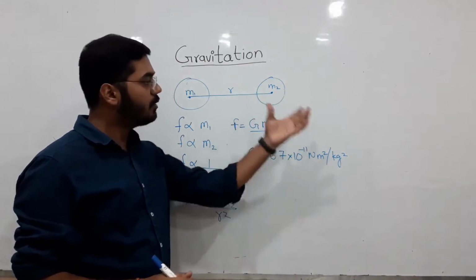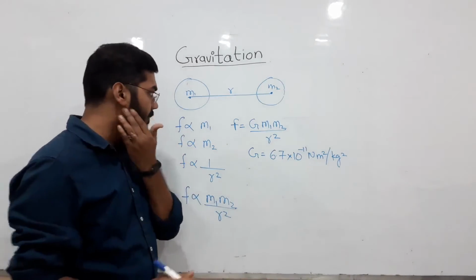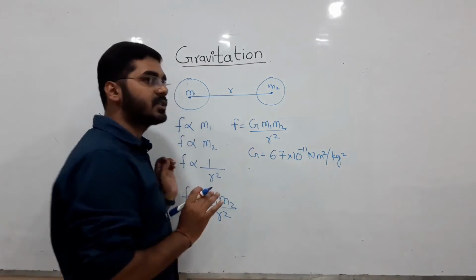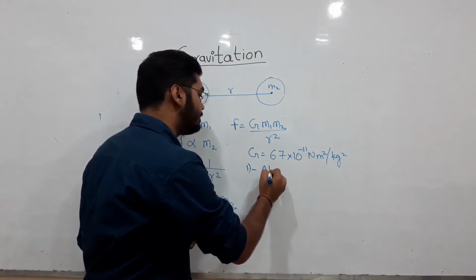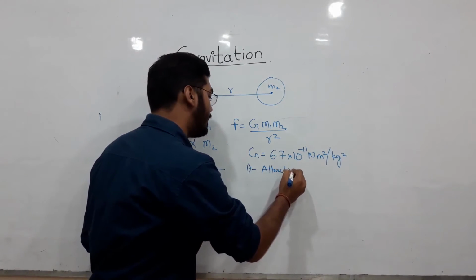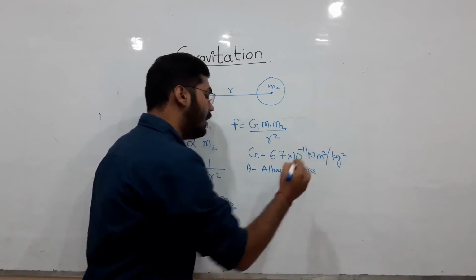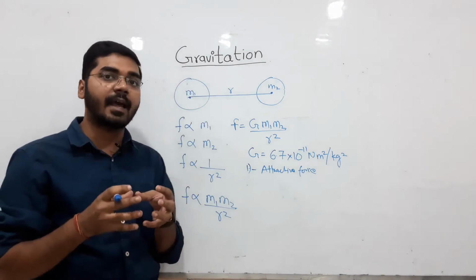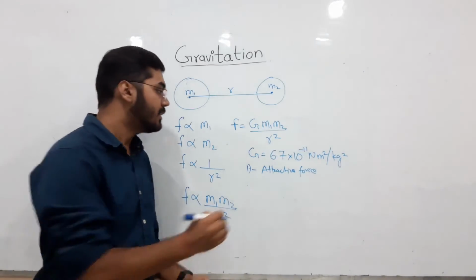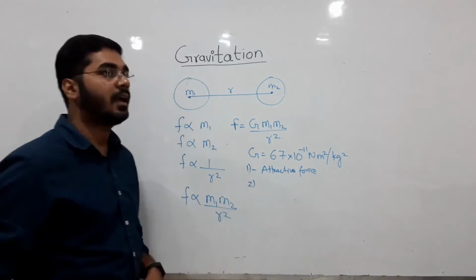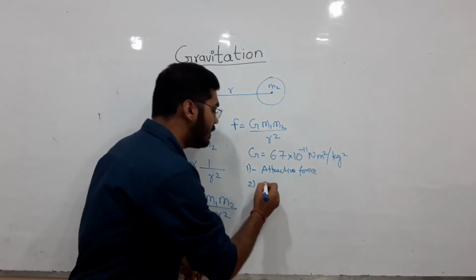So if we want to conclude this, we can say that the law of gravitation is an attractive force. So first thing we can say, it's an attractive force. In magnetism, a magnet can attract as well as repel, but gravity always attracts. Second thing which we can say is that it is a central force.